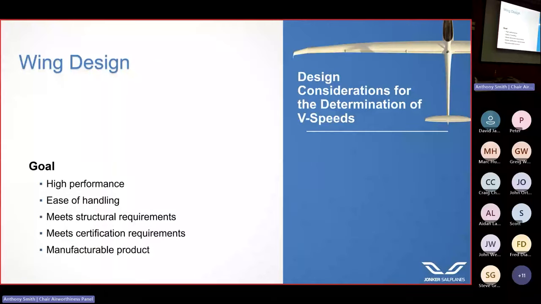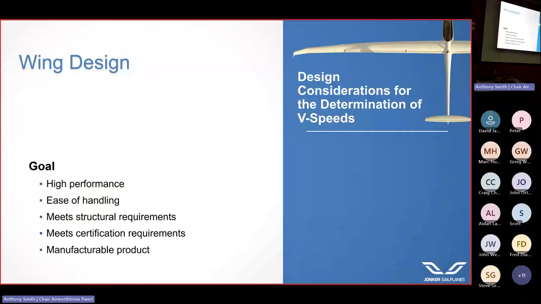So for tonight, we're going to discuss a bit about wing design and what the speeds mean for the design engineer, and also what it means for the pilot and why we must take care as pilots to stay within what the design engineer intended.